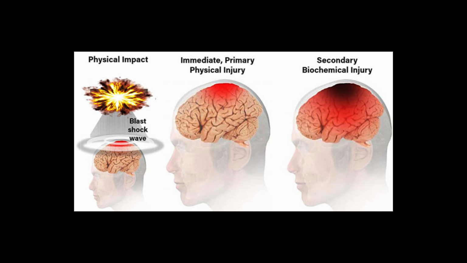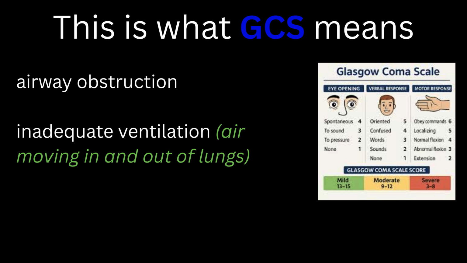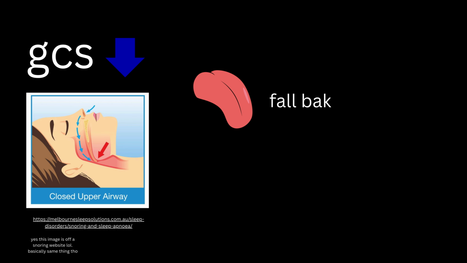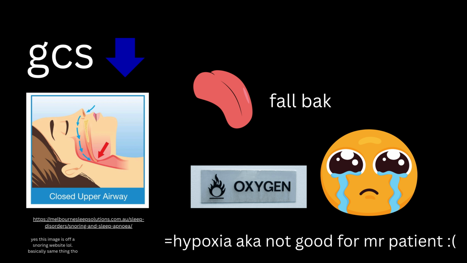hypo meaning too little. A reduced GCS may lead to airway obstruction or inadequate ventilation, which results in poor oxygenation, carbon dioxide retention, and acidosis. Let's explain this. Whenever the GCS drops, the muscles in the jaw and the pharynx relax. This causes the tongue to fall back and occlude the airway. This means that the patient can't get enough oxygen into their lungs, which leads to hypoxia.